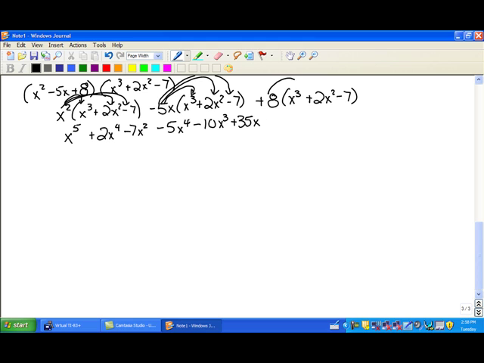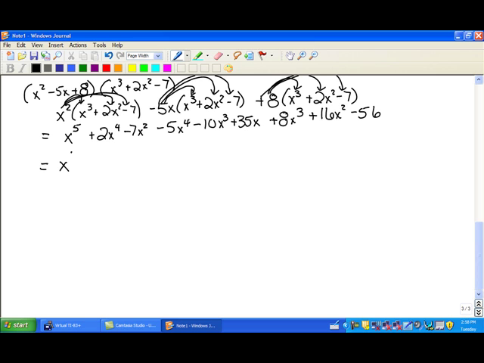The last one, positive 8 times x cubed is positive 8x cubed. 8 times 2x squared is going to give me a positive 16x squared. And 8 times negative 7 will finally give us the negative 56. It's all done except for the cleanup, combining the like terms.